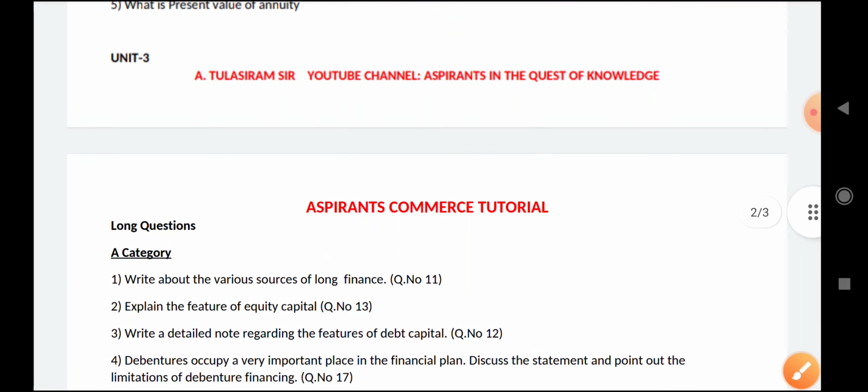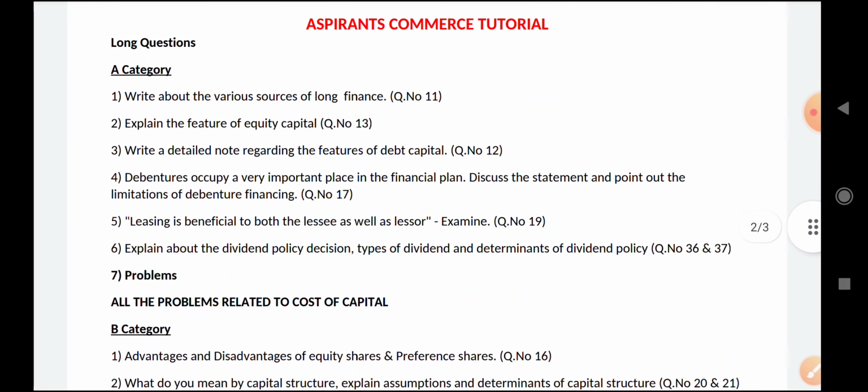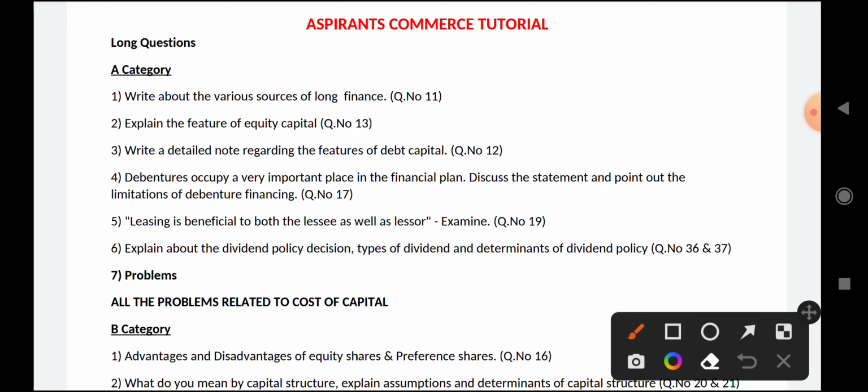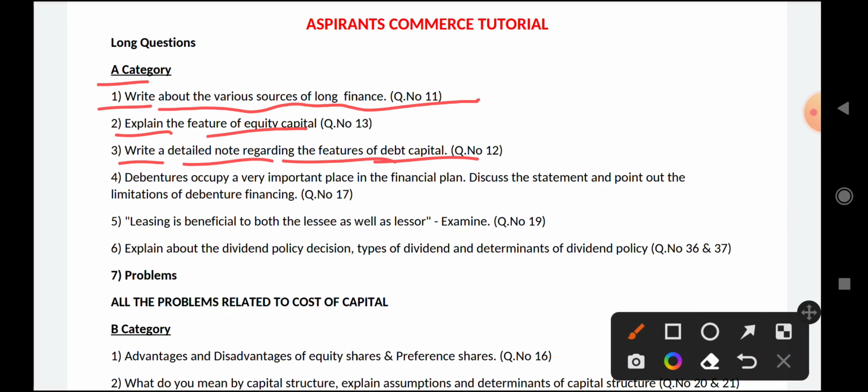And unit 3 is relating to capital structure and sources of finance. In this A category, questions are: write about various sources of long term finance, explain the features of equity capital, write detailed notes regarding features of debt capital. Debentures occupy a very important place in the financial plan.